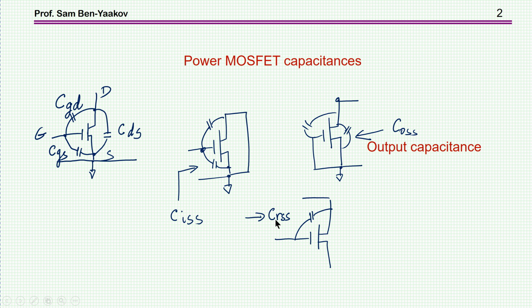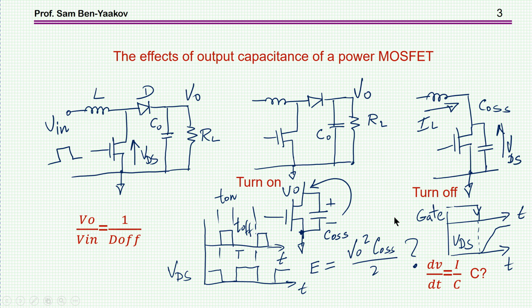However, these are nonlinear capacitors. They are voltage dependent. That is, the value of these capacitors depends on the operating point of the transistor. And this is the main problem that we have, in that for any given voltage, the capacitance is different. There is a lot of confusion in this area. Now, we are going to talk in this presentation about the C out SS. This is the focus of this presentation.